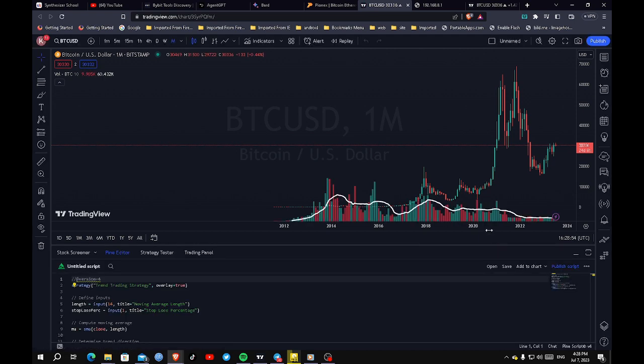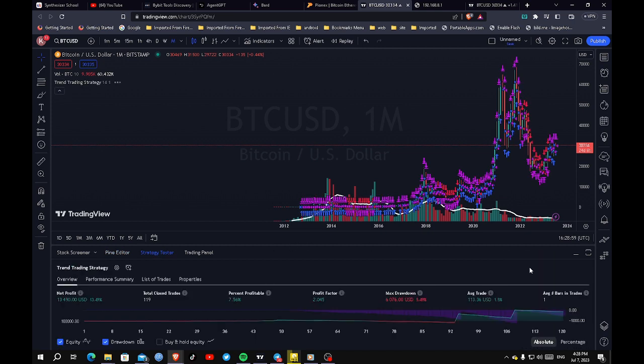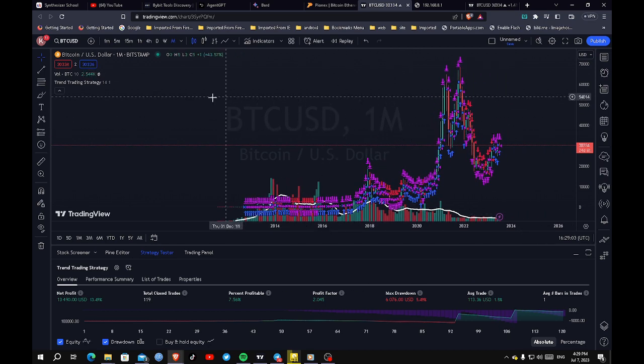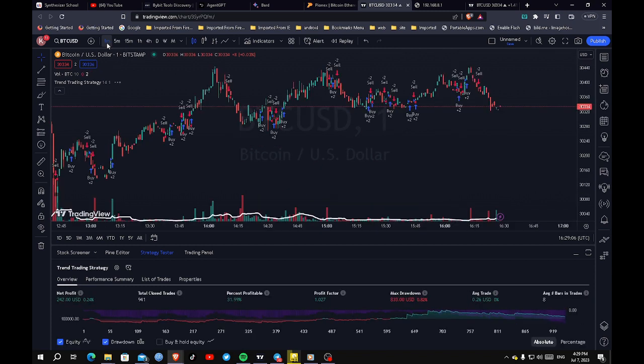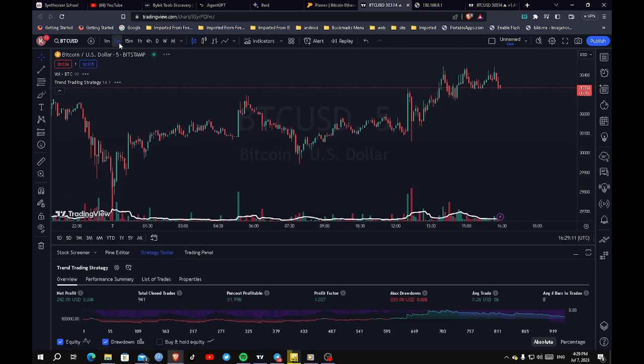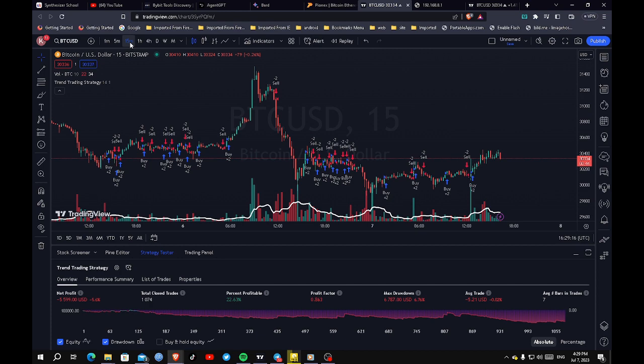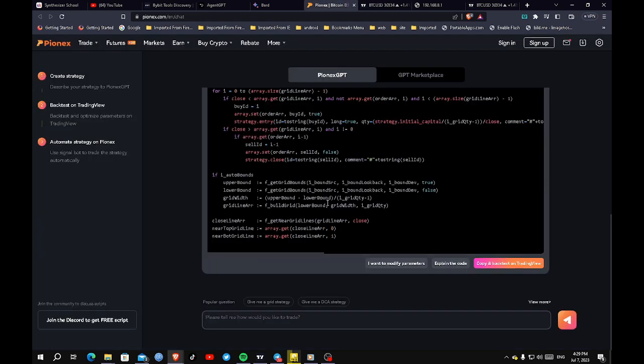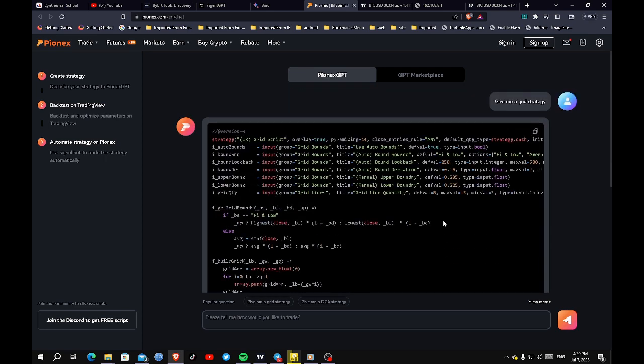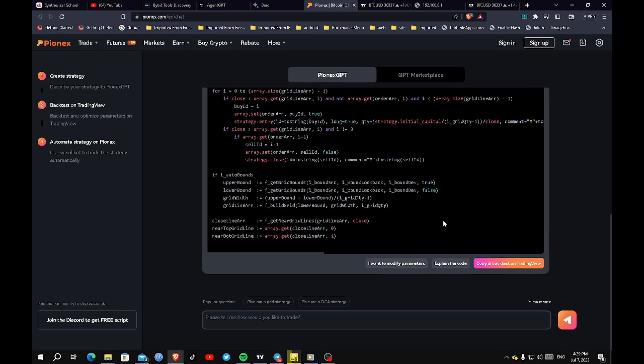So you can simply copy and backtest it on TradingView. And just like that, just put in the code. So add to chart. Damn, that's a lot of buys and sells. Okay, it works on the 1 minute to 5 minutes as well, and 15 minutes. So you can see that Pionex's ChatGPT is much more advanced than the one on Bybit tools.